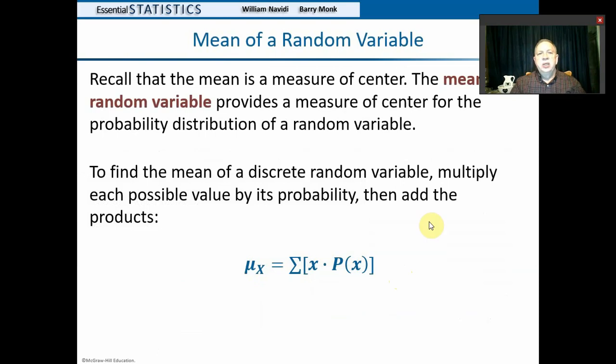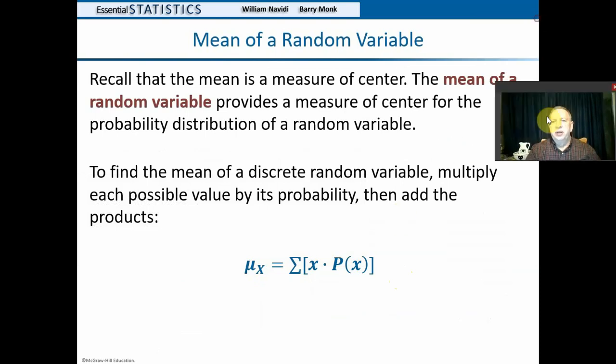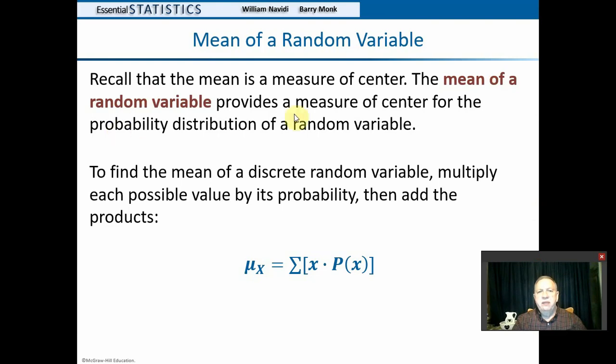Okay. So the mean is a measure of center, and the mean of a random variable provides a measure of center for the probability distribution of a random variable. To find the mean of a discrete random variable, multiply each possible value by its probability, then add the products. So we're just going to add up each x times its probability, add those up, and that's going to turn out to be the mean.